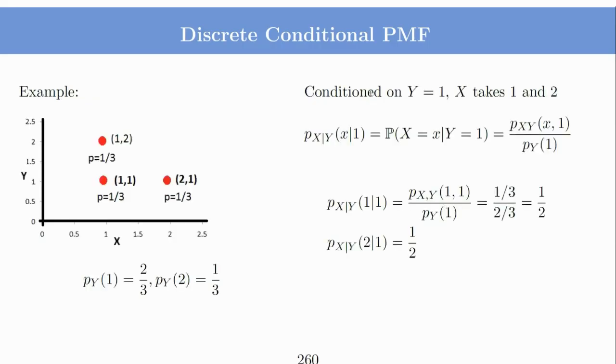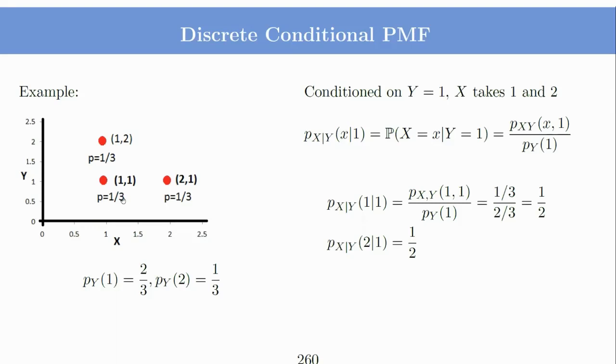Okay, let's take an example. Suppose there is some probability space and random variables x and y such that only 3 values are possible. Either x and y both are 1, which happens with 1 by 3 probability, or x is 2 and y is 1, or x is 1 and y is 2. That also happens with 1 by 3 probability.